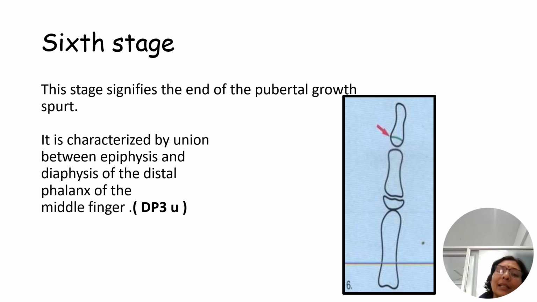Now, the sixth stage signifies the end of pubertal growth. Now we are in the deceleration phase, that is, growth is going to end. It is characterized by union between the epiphysis and diaphysis of the distal phalanx of the middle finger. This is called DP3U.